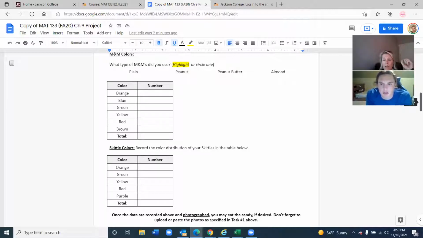Chapter 10 is going to be a hypothesis test about your Skittles. And chapter 11 is going to be a comparison between the two samples, the two candies. Okay.